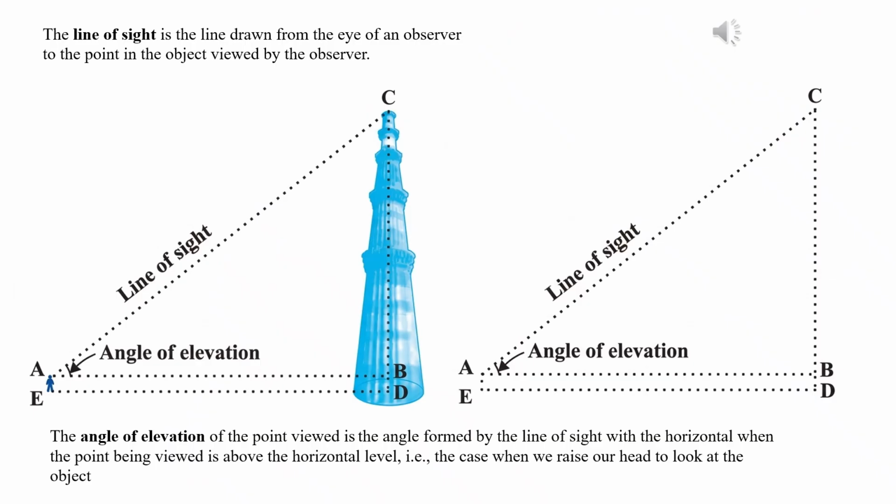The line of sight is the line drawn from the eye of an observer to the point in the object viewed by the observer. The angle of elevation of the point viewed is the angle formed by the line of sight with the horizontal when the point being viewed is above the horizontal level. That is, the case when we raise our head to look at the object.